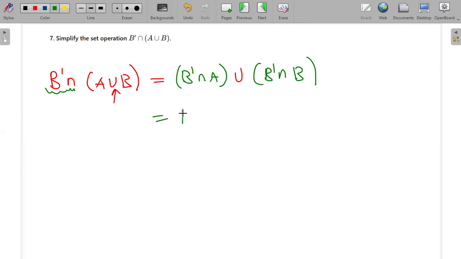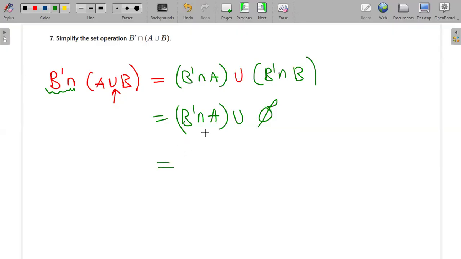So now this will be B complement intersection A, union B complement intersection B. Here I'm intersecting a set with its complement. Intersecting a set with its complement always gives an empty set, because if something is in set B, then it can't be in its complement as well. So B complement intersection B is always an empty set, or A complement intersection A. In short, any set intersecting with its complement is going to be an empty set.